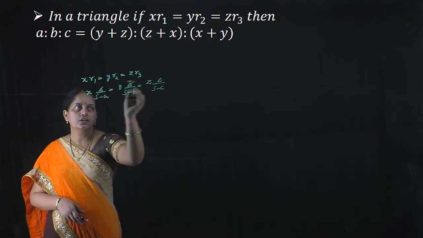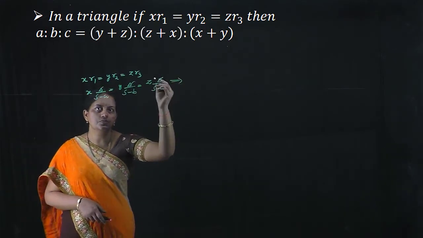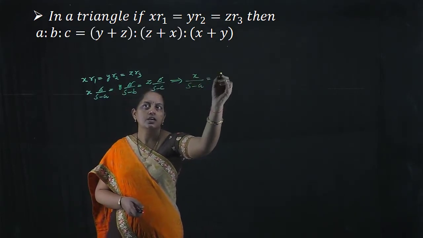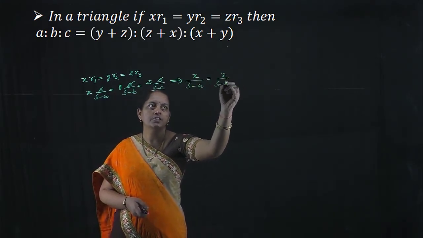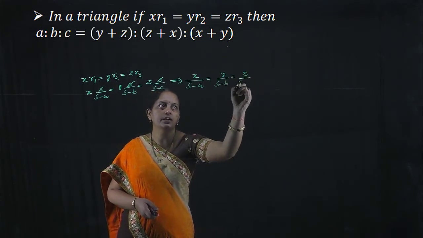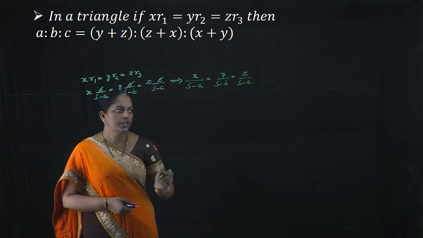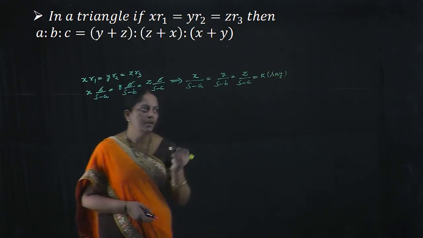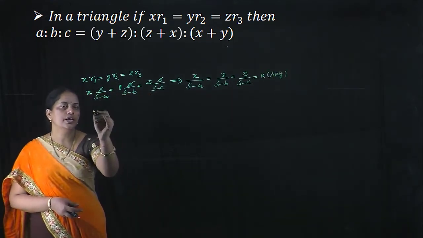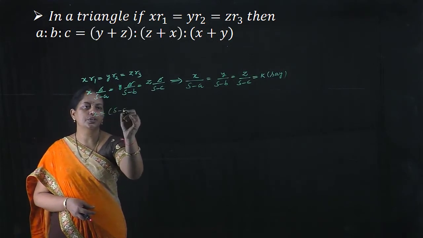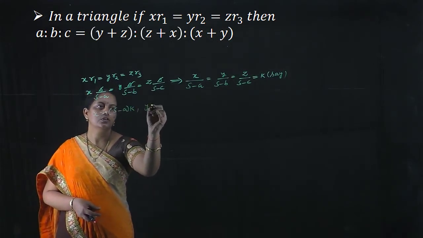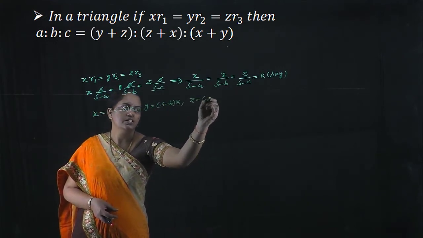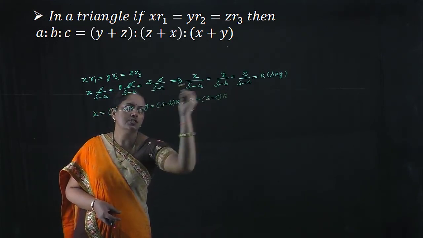Here delta gets cancelled. From this we can write x by s minus a equal to y by s minus b equal to z by s minus c, equal to k, say. So from this we can write x is equal to s minus a into k, y equal to s minus b into k. Similarly, z is equal to s minus c into k.